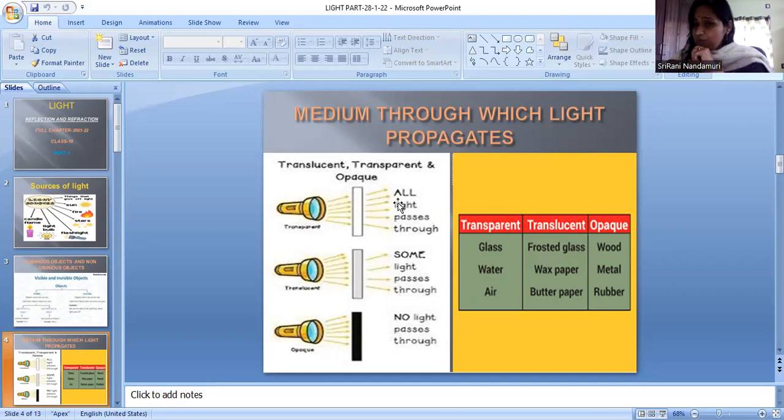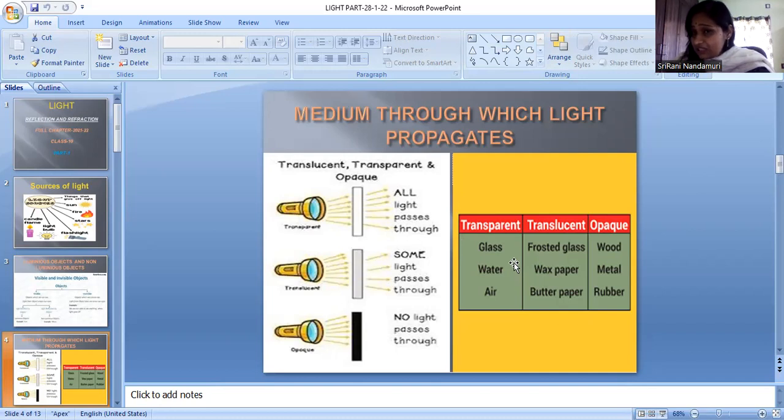Transparent objects are the objects which have the capacity to completely pass light. Translucent objects allow only some amount of light to pass. Opaque objects do not have the capacity to pass light. Here in this slide, you can note down the various examples.